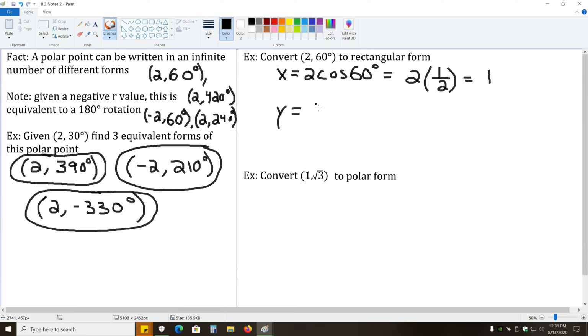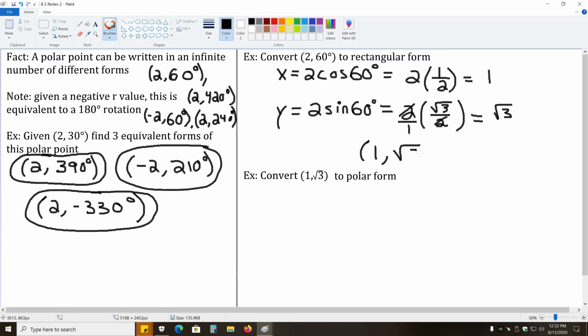Now we have y equals 2 times sine of 60 degrees. Sine of 60 degrees is the square root of 3 over 2. So simplifying this, we can put this 2 over 1 and multiply. And when we do, notice we have a factor of 2 in the top and bottom that will cancel out, leaving us with the square root of 3 over 1, or just the square root of 3. So the rectangular form of (2, 60 degrees) is (1, the square root of 3).